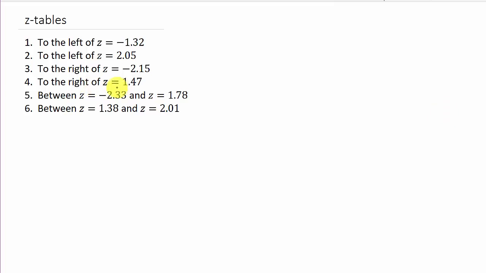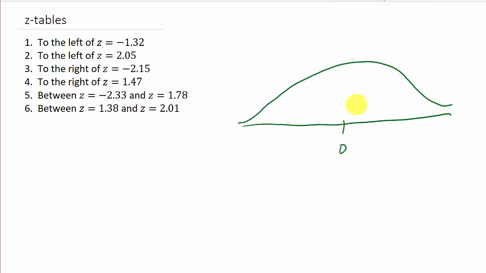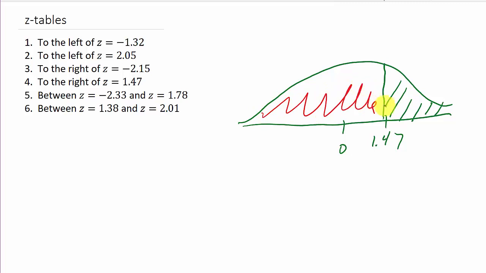Alright, to the right of 1.47. So let's draw this out. There's 0. This would be 1.47, and we're looking for the area to the right. Just like the last one, when we look this value up, that's going to give us this area here to the left. If we do 1 minus this area, the area under the entire curve, and subtract this off, then that'll leave us with this, the area to the right.